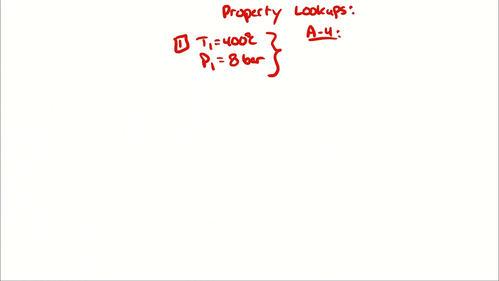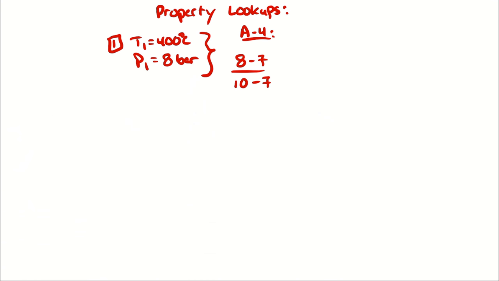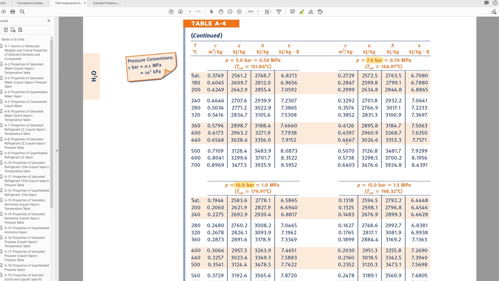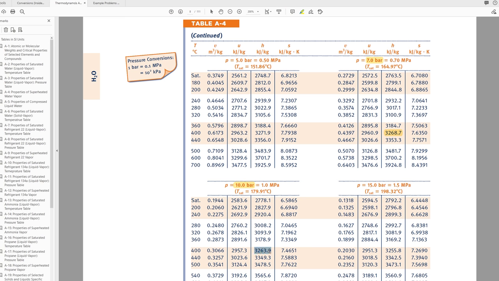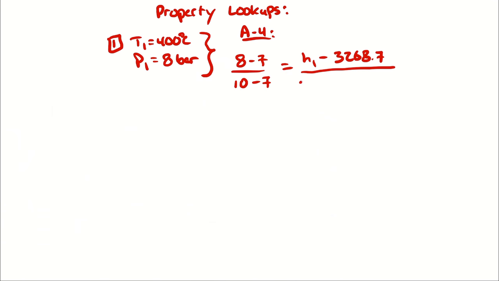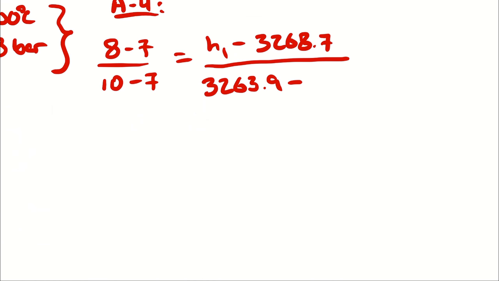So my interpolation will be 8 minus 7 divided by 10 minus 7 is equal to h1 minus the specific enthalpy at 400 degrees Celsius and 7 bar, which is 3,268.7, divided by the specific enthalpy at 10 bar and 400 degrees Celsius, which would be 3,263.9, minus the same enthalpy at 7 bar and 400 degrees Celsius, which is 3,268.7.